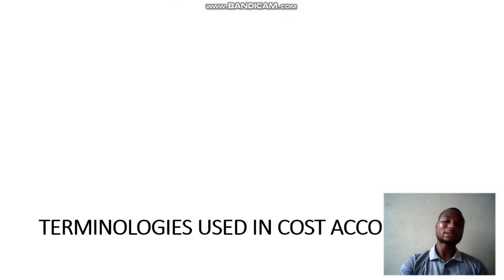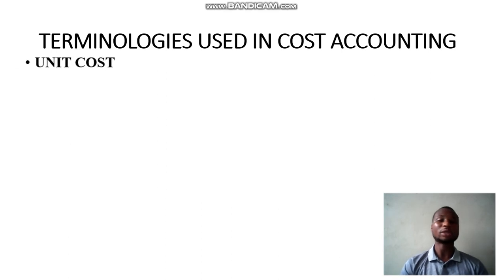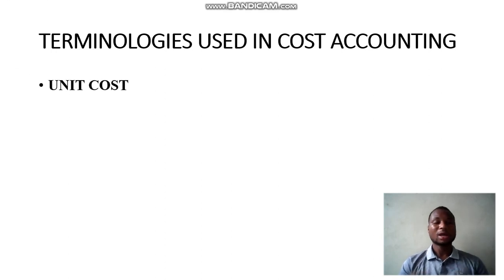Now let's move to the next terminology, which is what? Unit cost. A unit cost, take note of it. It is the total cost involved in making 1 unit of an item. So the cost of producing 1 unit of an item is the unit cost. So a unit cost of a pencil, the cost of producing 1 pencil is a unit cost. The cost of producing 1 exercise book is a unit cost.